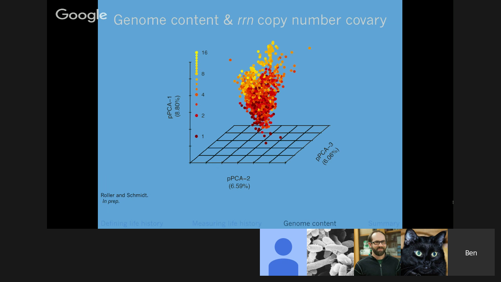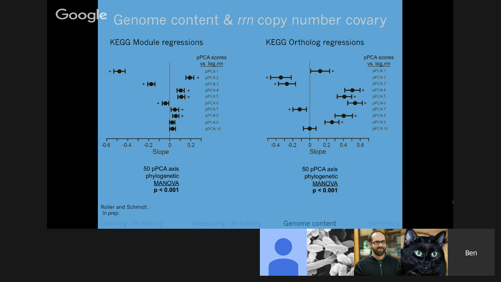So this is a little bit hand-wavy just looking at the data, but what we can do is take a PPCA axis and ask, does that axis score for each of the genomes correlate with RN copy number in a regression-style analysis, so axis by axis we can go through it. And what we see when we do that is that many of the top axes in these ordinations are all correlated with ribosomal RNA operon copy number, indicating that genome content, whether you think of it in terms of modules or pathways on the left, or in terms of individual orthologs on the right, are all highly correlated with ribosomal RNA operon copy number.